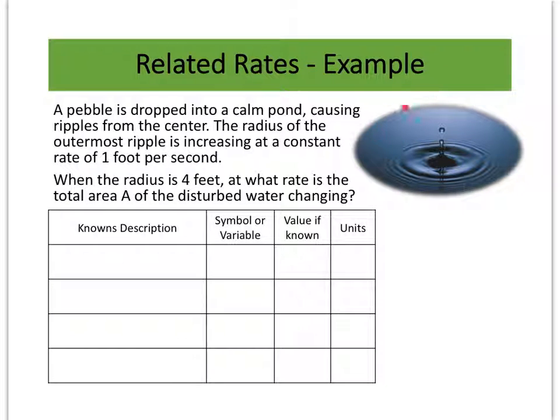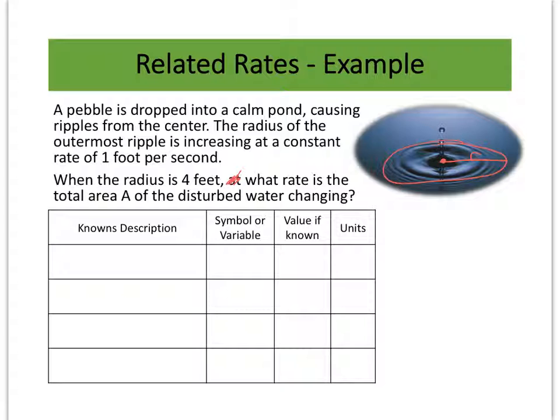Here's an image that I think is helpful in thinking about what we've got going on here. If I were to draw this out, I'm going to do it in red, I've got a circle that drops a pebble, and there's some radius going out from it. When the radius is 4, oh, that's a typo. When the radius is 4, what rate is the total area of the disturbed water changing?